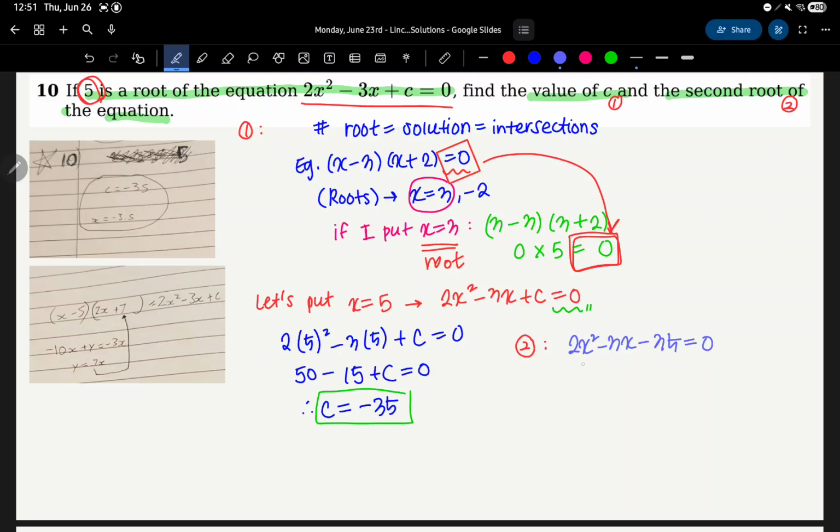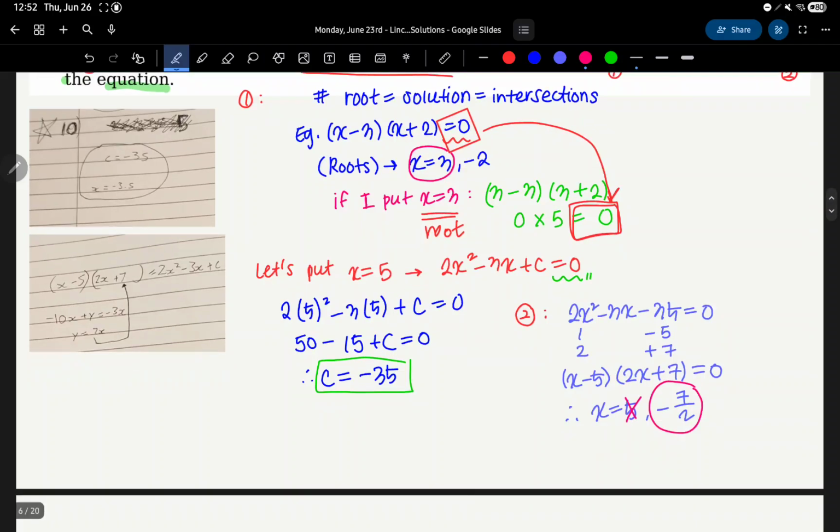So let's do that. The factors of 2 are 1 and 2, and the factors of 35 will be 5 and 7. So minus and plus, that's going to give us (x minus 5) times (2x plus 7) is equal to 0. So what are the two values of x? x is equal to 5 and minus 7 over 2. As I said, we can automatically cancel out 5 because we already know that, and therefore the second root is going to be x is equal to minus 7 over 2.